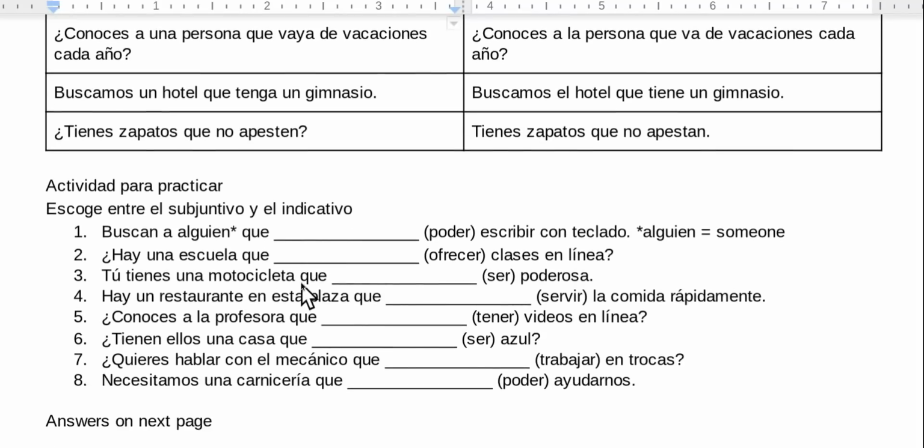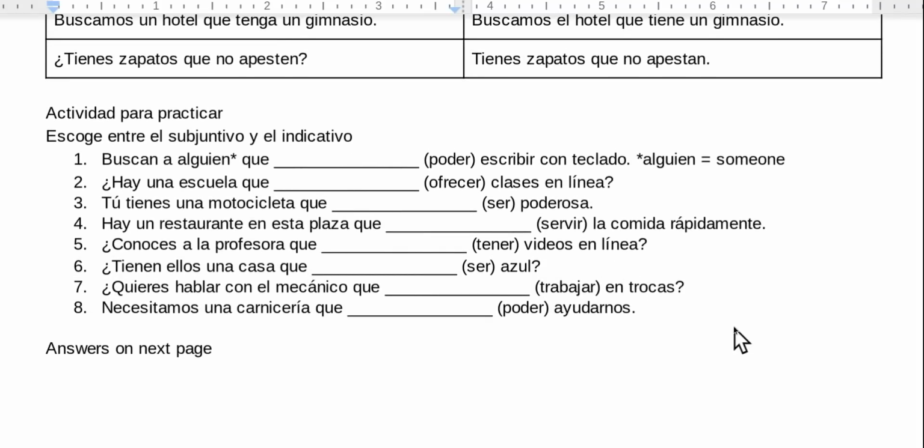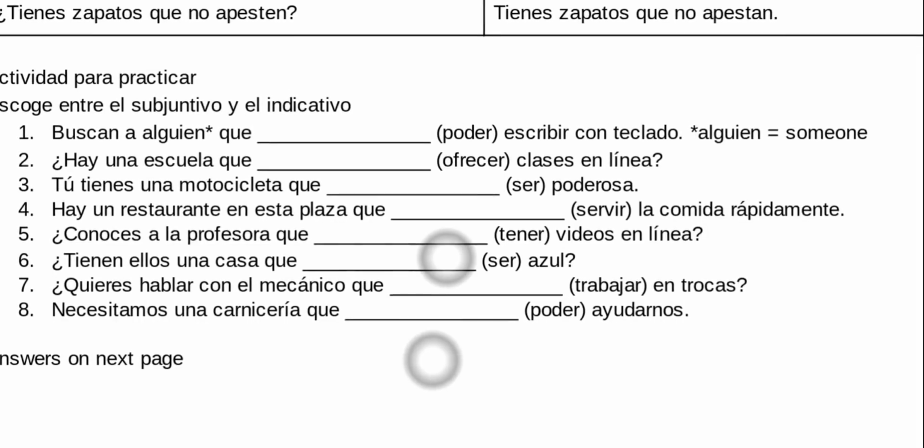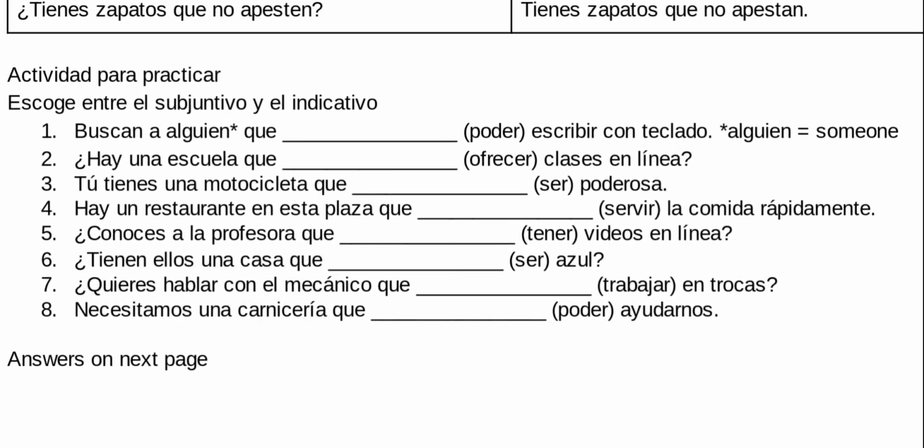So I've got here for you 8 sentences, and it's an activity to practice. If you want to, I would suggest that maybe you pause the video and then decide subjunctive or indicative, and then hit play, and then I'll give you the answers in about 5 seconds. So again, pause the video, and then I'm going to scroll down really quick here. Okay, so I'm going to scroll down. If you haven't already paused it and done the activity, do so now.